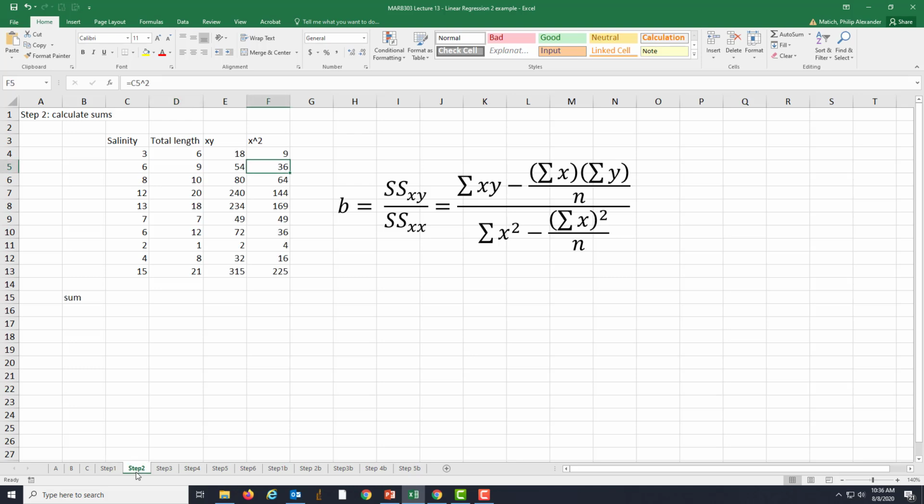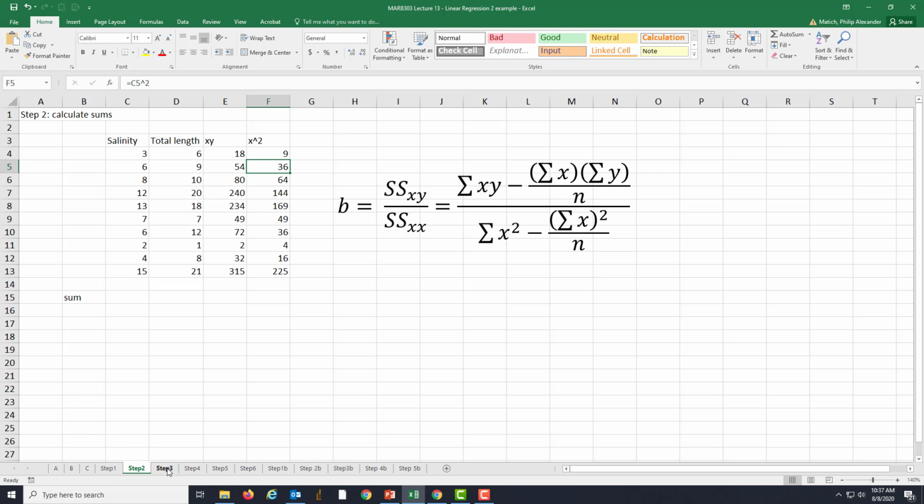And then after this, we're going to take the summations that we need in order to fill in our respective formulas. So we need to take the summation of x. So x again is going to be our independent variable. It's going to be salinity in this particular case. We need the summation of y. This is going to be the summation of our total lengths. We need the summation of xy. We just calculated those xy's. We need the summation of x squared. And here, importantly, following orders of operations, we need to take the sum of x and then square it.